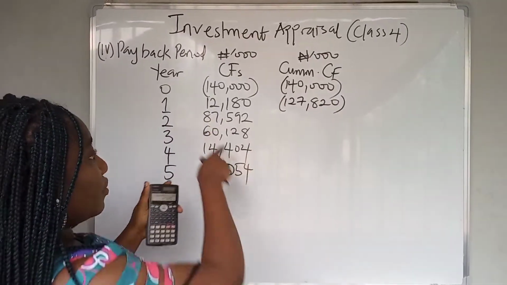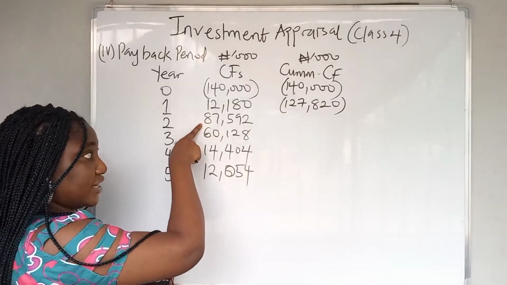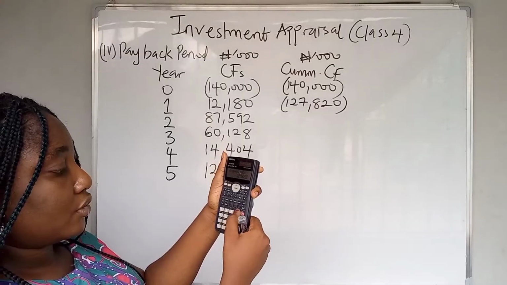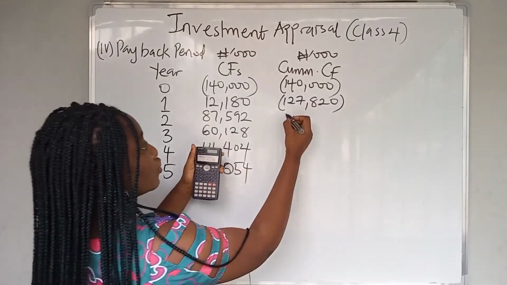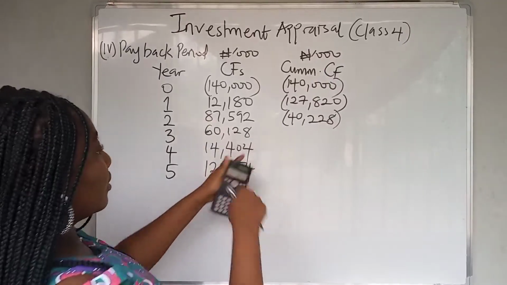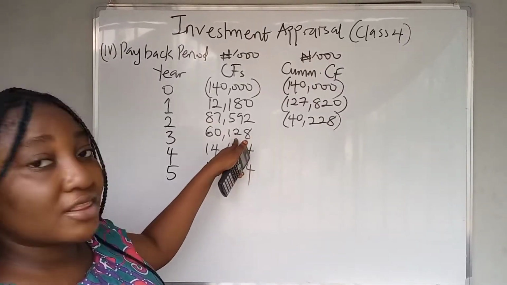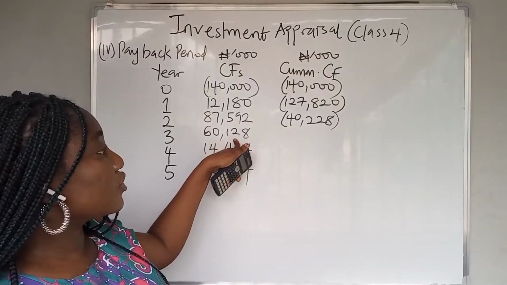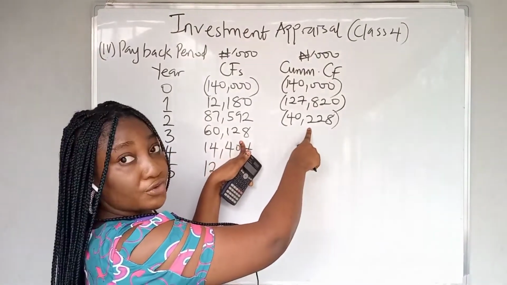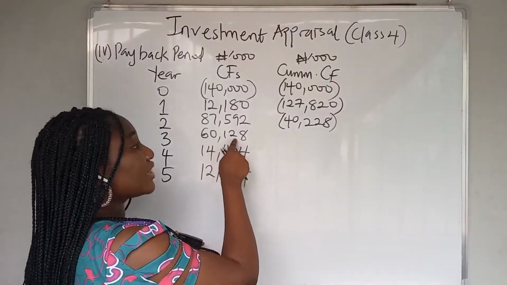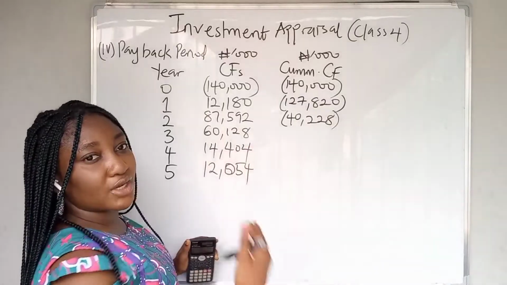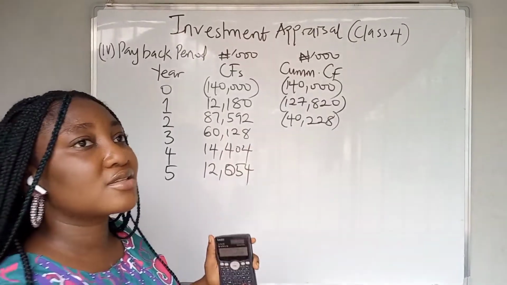Then you add, they'll make another 87 by the end of year 2. So plus 87,592. So that will reduce the balance to what? Negative of 40,228. By the end of year 3, they would have made 60,128. And look at it, still has to cover 40,228. So it means that what they are making, right, is more than what they are trying to cover, what they are trying to clear. I don't know if that makes sense.